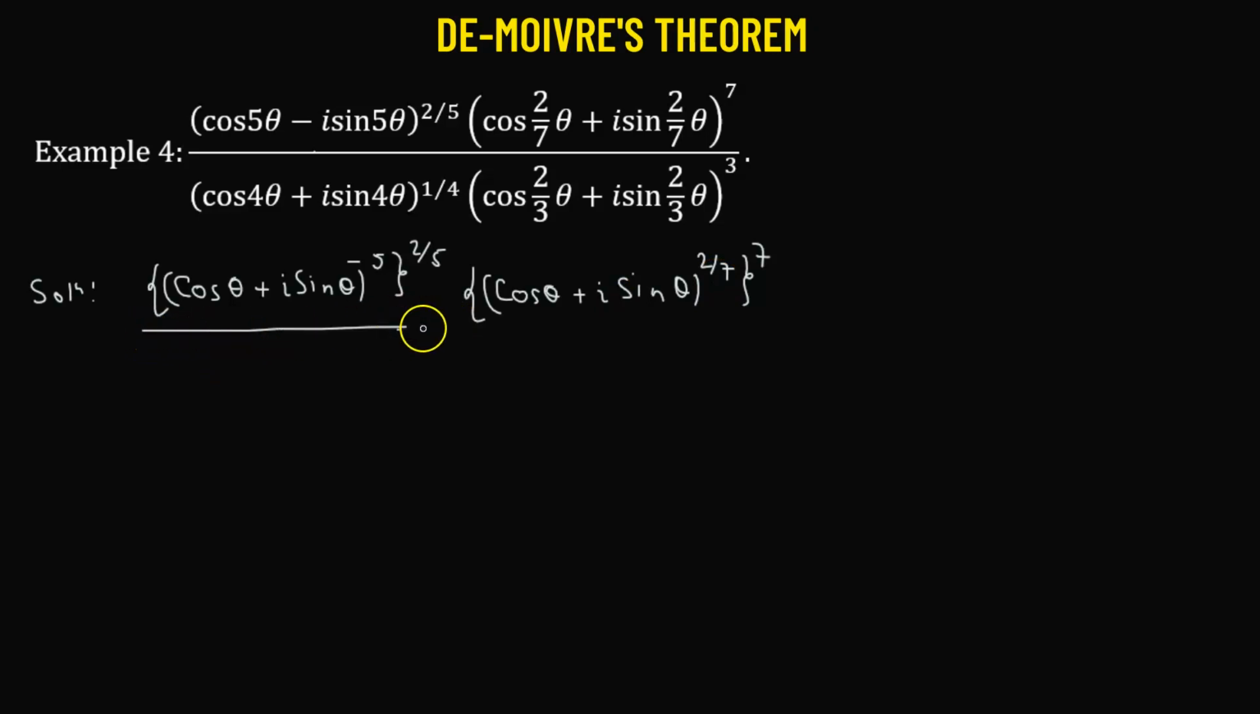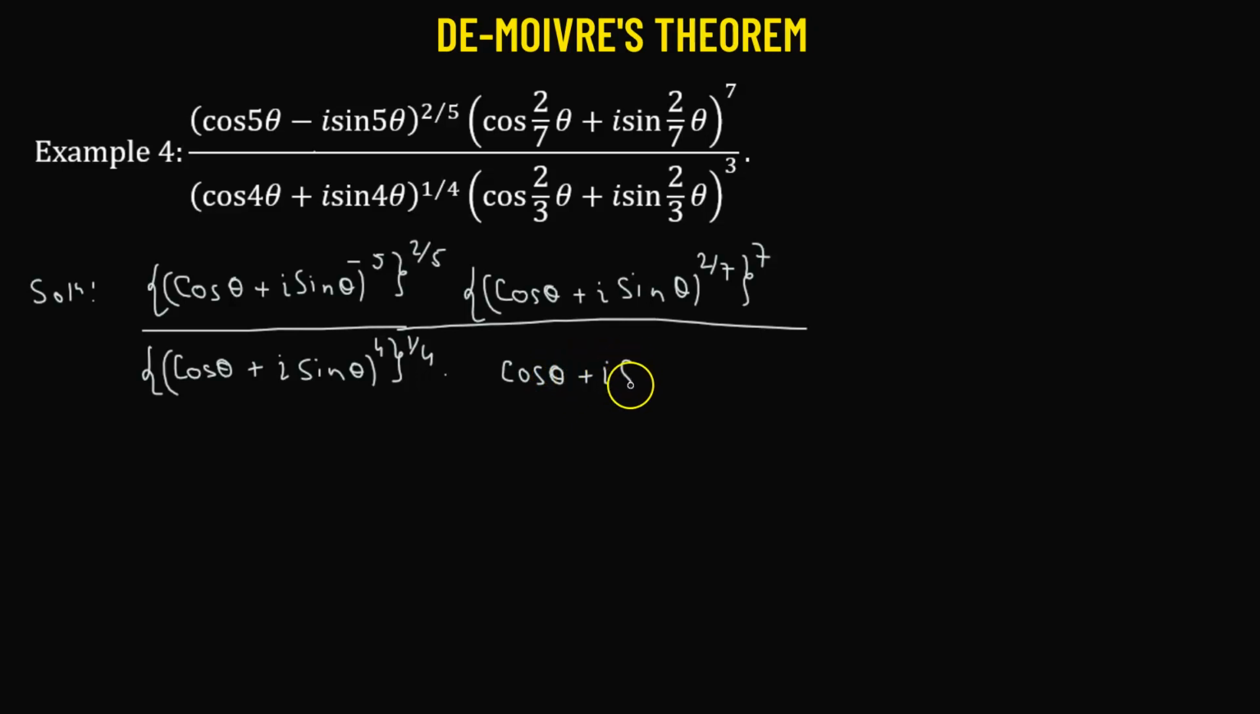The entire expression is divided by, so here we have cosine of 4 theta plus iota times sine of 4 theta. So we have (cosine of theta plus iota times sine theta raised to the power of 4) whole raised to the power of 1 over 4, times cosine of theta plus iota times sine theta whole raised to the power of 2 over 3, and the entire thing is raised to the power of 3.